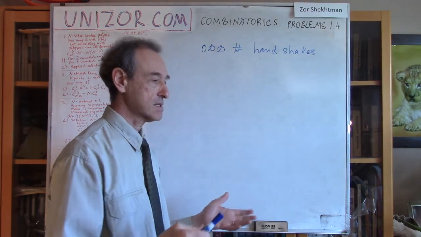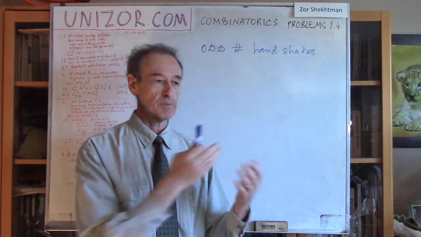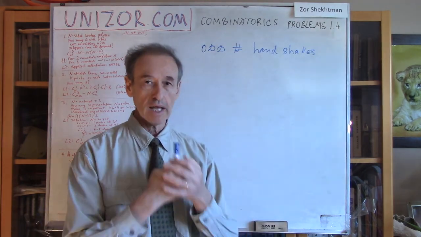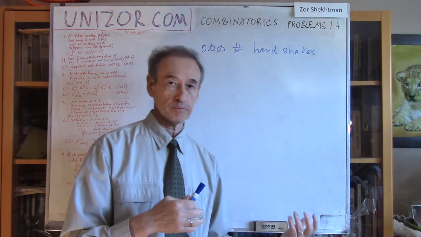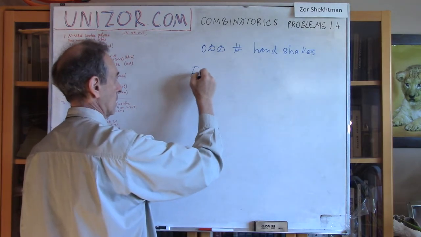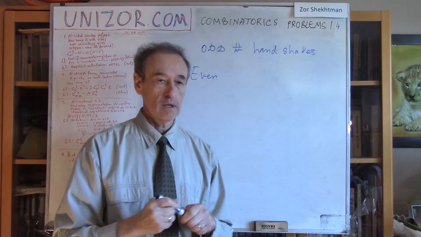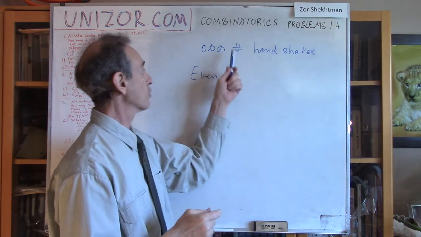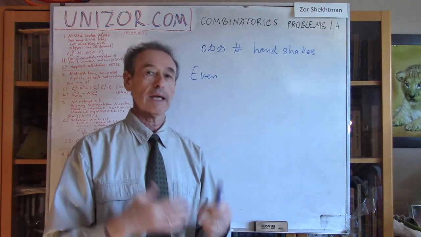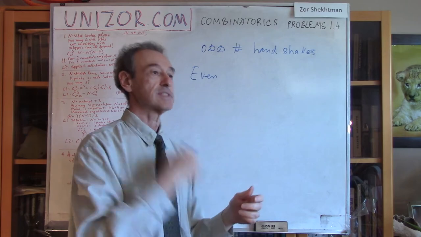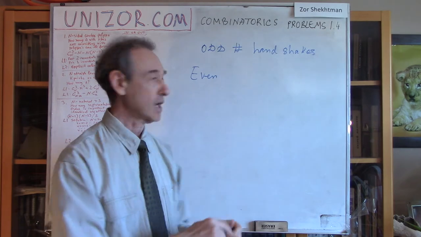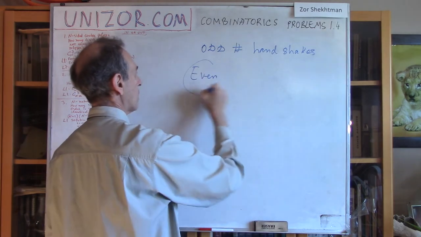Why? Well, let's consider. If I want to count how many handshakes all people have altogether, I have to count each handshake twice, for one person and for another person. So the total number of handshakes is even. Now, let's divide people into two categories, those who made an odd number of handshakes and those who made an even number of handshakes. Well, those who made an even number of handshakes, if I summarize their handshakes, it would be even plus even plus even plus even, even, right? So, this is total number.